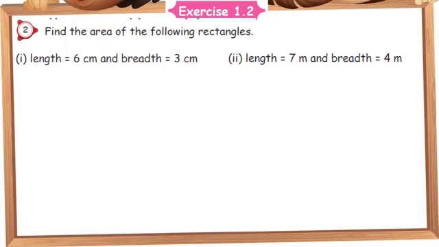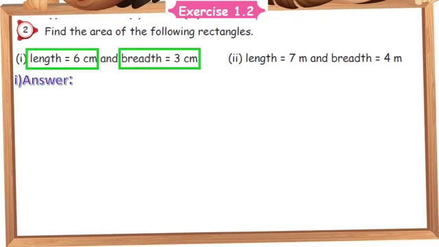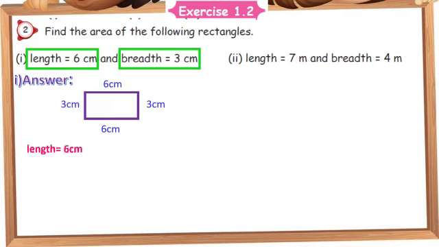Find the area of the following rectangles. First one, length is 6 centimeter and breadth is 3 centimeter. So here we are going to find out for rectangles. Draw one rectangle in a rough figure with length 6 centimeter up and down and for breadth 3 centimeter. Right? Okay. So what are all the given portion? Length equal to 6 centimeter and breadth equal to 3 centimeter.